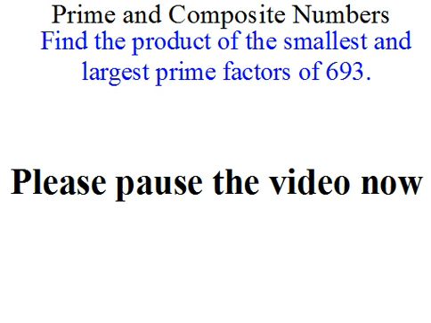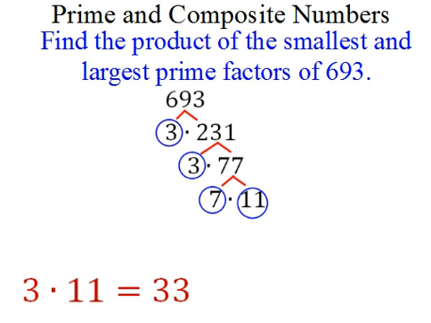Okay, welcome back. Hopefully you had a chance to go through this. Now the smallest and largest prime factors of 693 are 3 and 11 respectively. Since the question asks for the product of these numbers, we need to multiply 3 and 11 to get 33. Let's review how we got that answer.